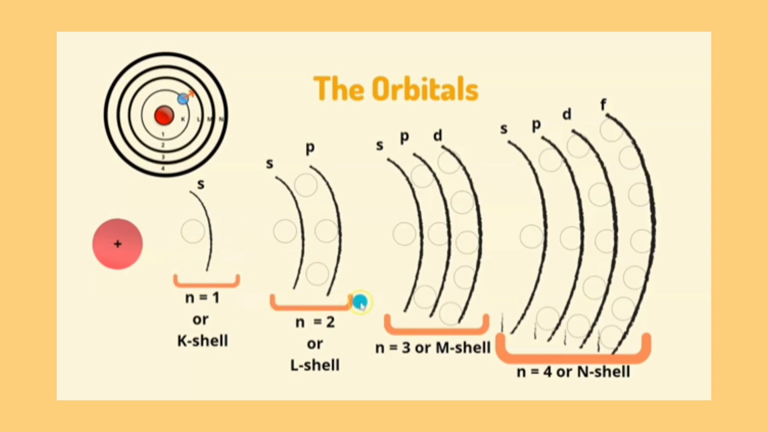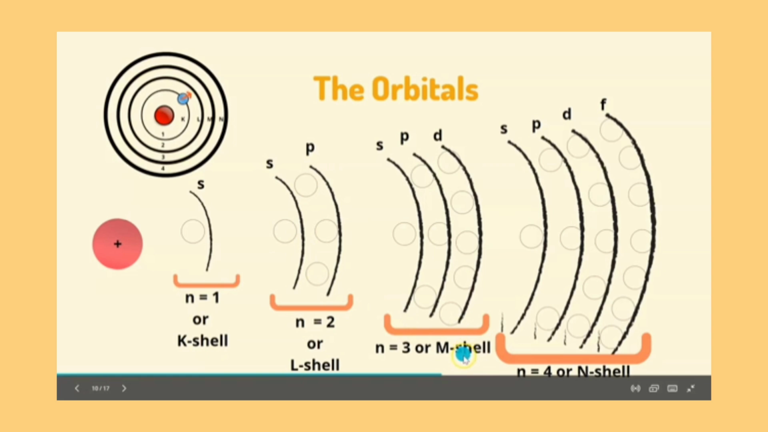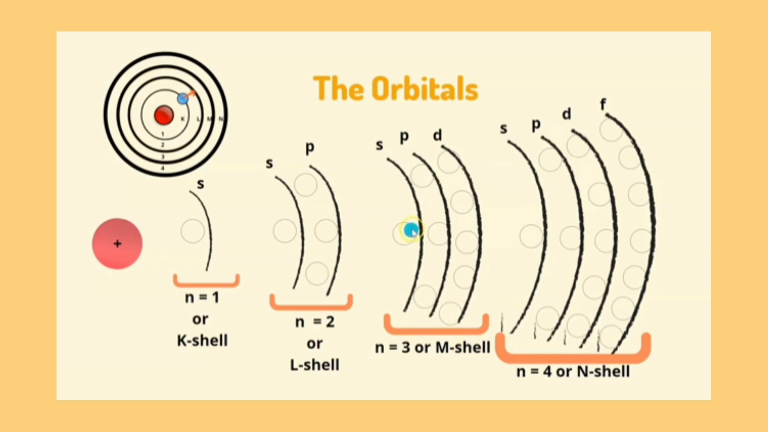Next, come to the L shell. You have the subshells S and P, and in the S subshell you have one orbital, and in the P subshell you have three orbitals, 1 2 3. These orbitals are denoted by circles here. Now coming to the M shell, you have the subshells S, P and D. In S you have one orbital, in P you have 1 2 3 orbitals, and in the same way in D you have 1 2 3 4 and 5 orbitals.